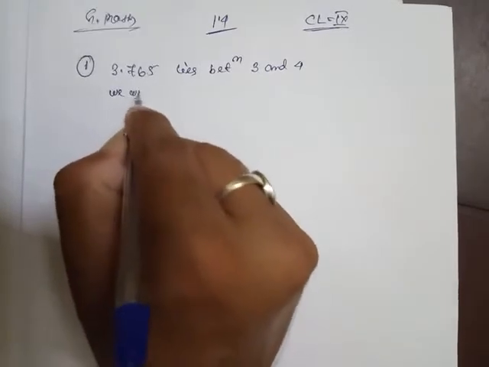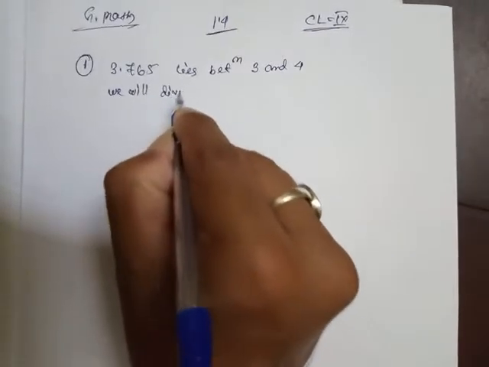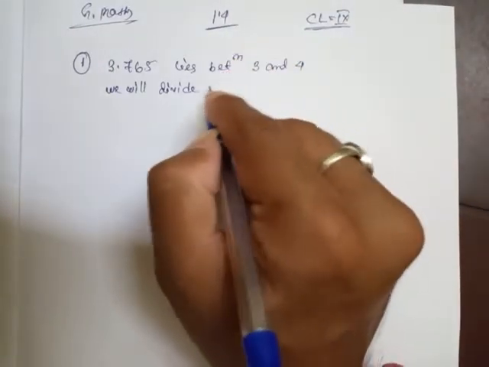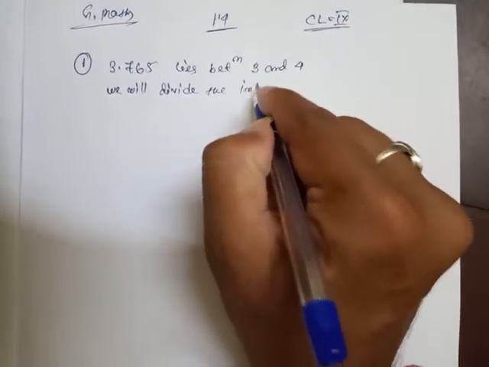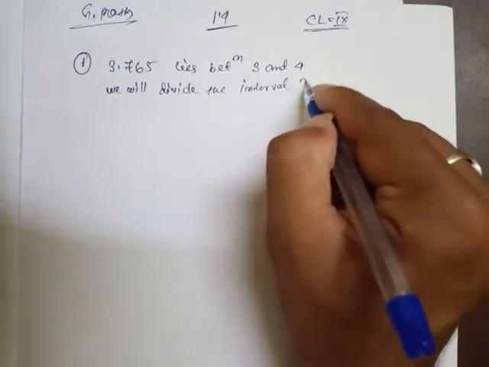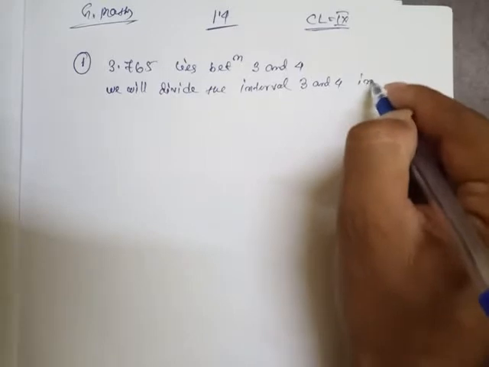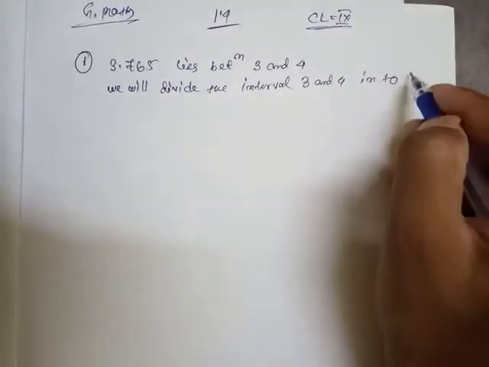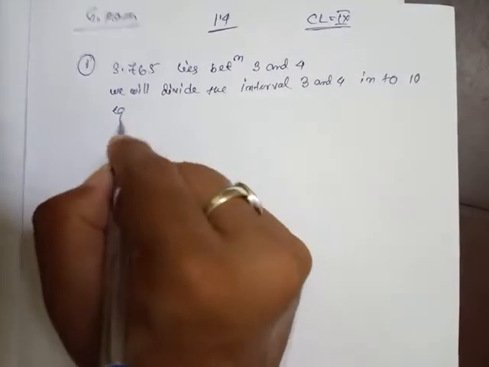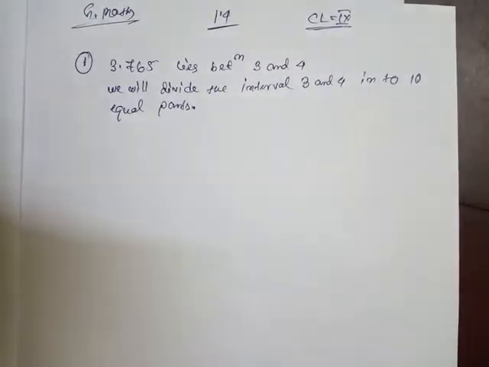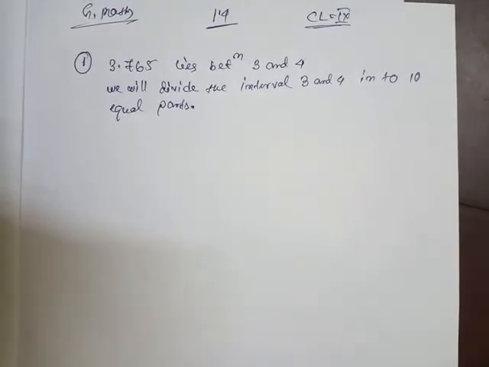We will divide the interval 3 and 4 into 10 equal parts. Now let's have a look how to solve this one.